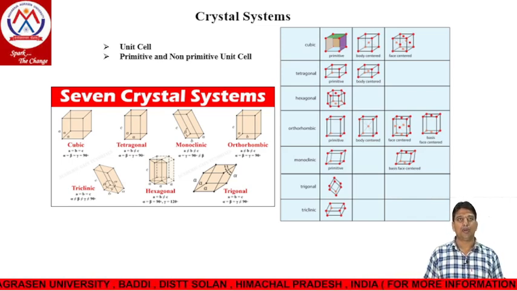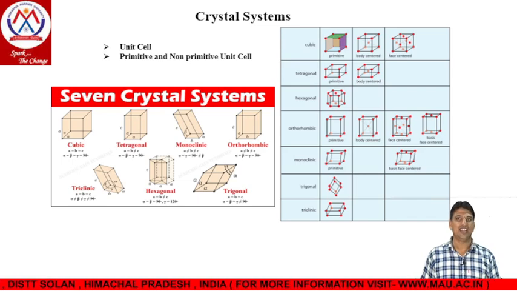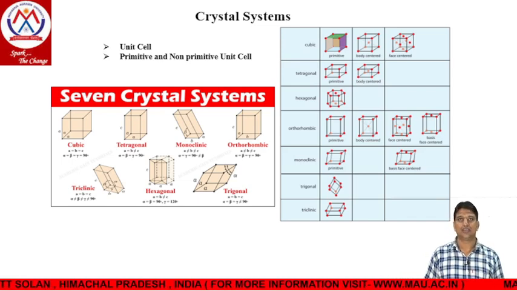On the basis of primitive and non-primitive unit cell, these 7 crystal systems are further divided into 14 Bravais lattices. First is primitive unit cell. In primitive unit cell, constituent particles are arranged at the corner of the unit cell. While in non-primitive unit cell, the constituent particles are placed on the corner of the unit cell and some specific positions.